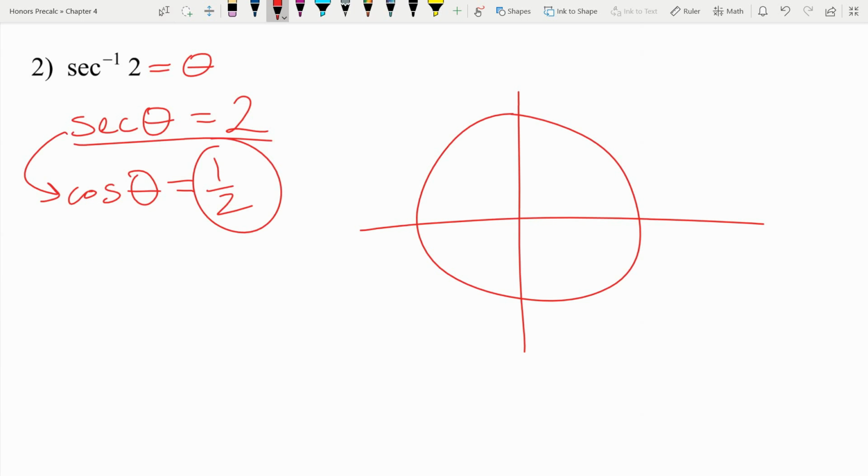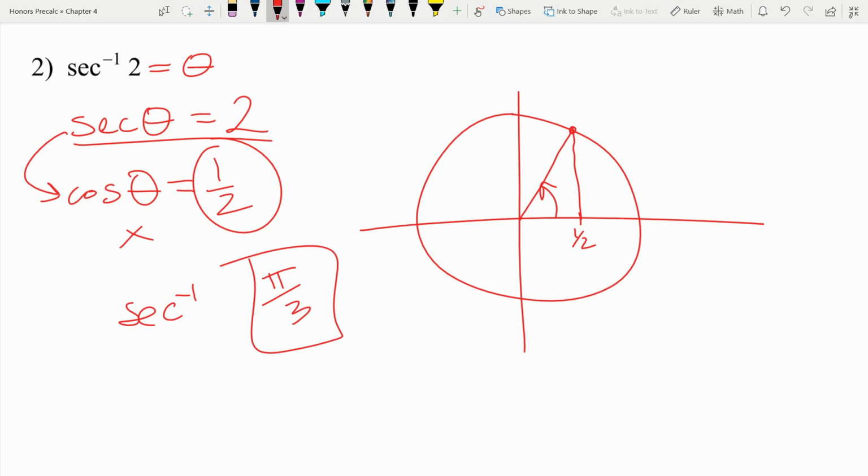And one way you can get partial credit on this quiz is to make sure you give me a unit circle or something, show me your way of thinking. So yeah, cosine, that's our x values on the unit circle. So here's a 1/2 value for x, which gets us this angle right here, which is pi over 3 or 60 degrees. In other words, that's what inverse secant of 2 is equal to.